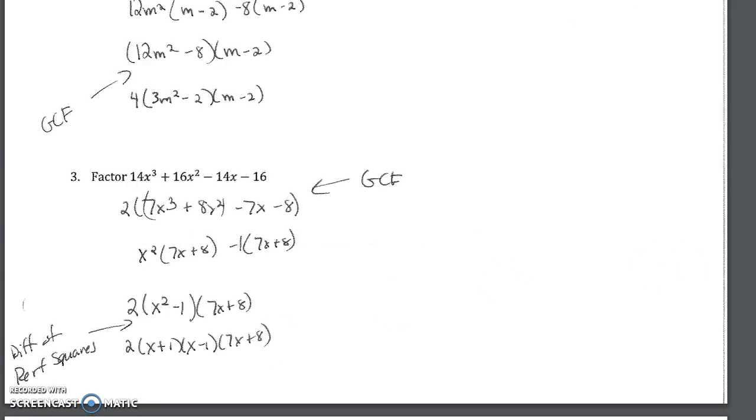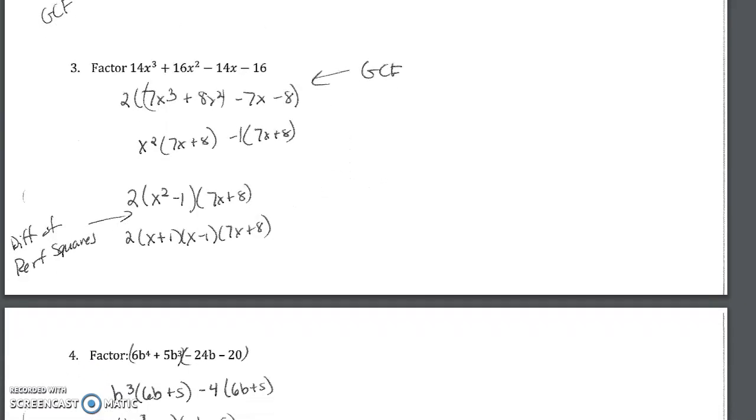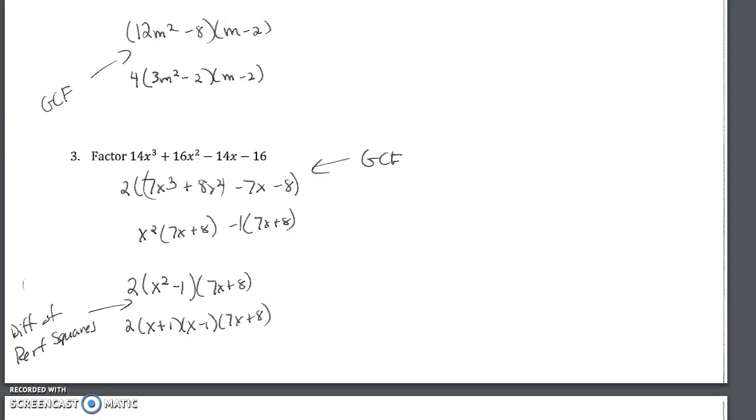Okay, I'm back with the answer to number 3. I hope you noticed that this had a little bit of everything. It had a GCF of 2 overall. Grouping got you x squared minus 1 and 7x plus 8. And x squared minus 1 was the difference of perfect squares. So 2, x plus 1, x minus 1, 7x plus 8.